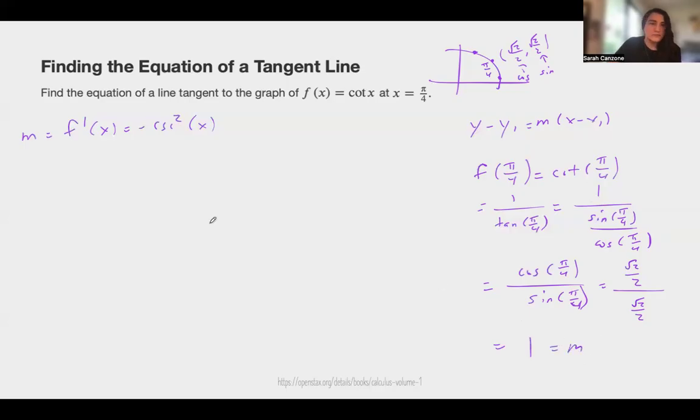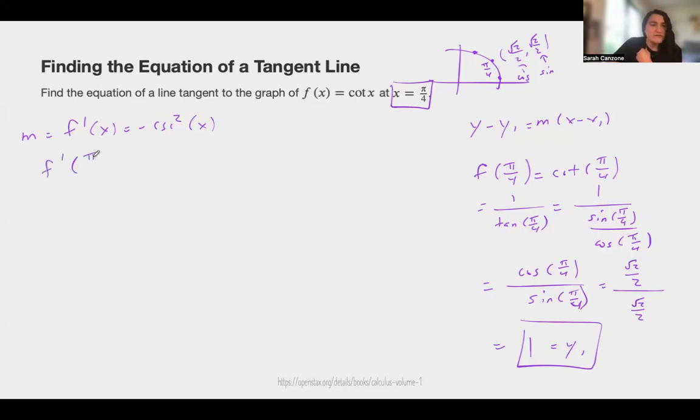So this is the slope. Oh, no, I apologize. That's not your slope. That's actually just your y value. We still have to find the slope. The slope is the derivative. So we'll call this y1, and this is your x. Now we just need m. We already know the derivative function from the slide before, so we can plug in pi over 4 into our derivative and find what the slope is.